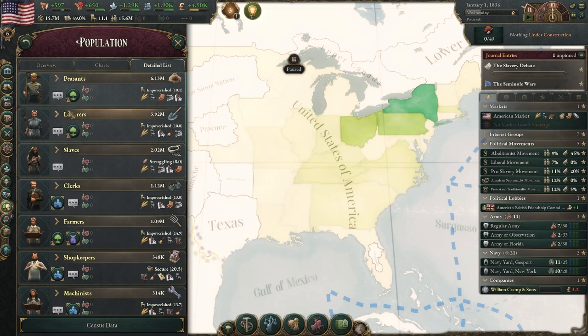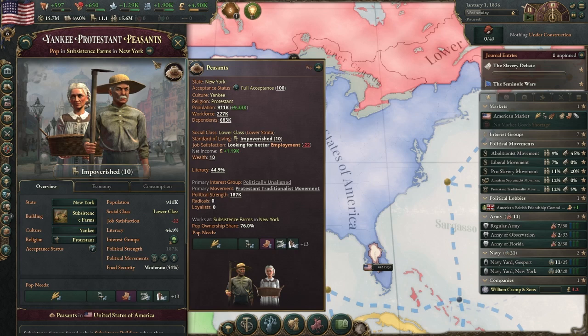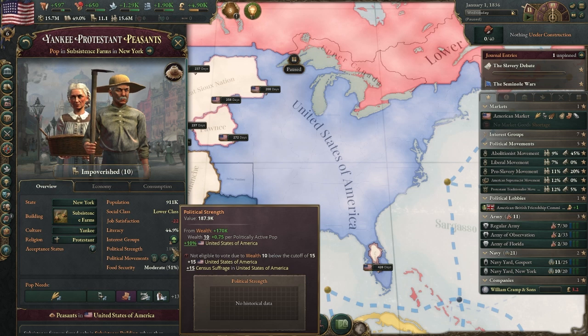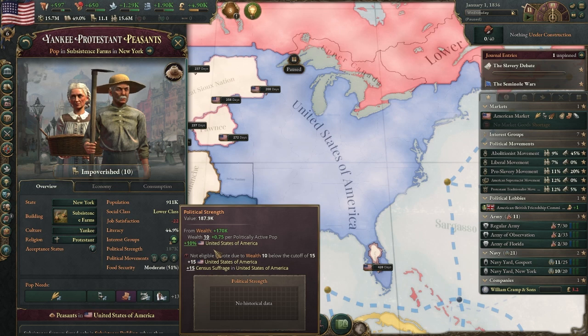So let's look at Yankee Protestant peasants. Peasants make a very little amount of money. So if you put your mouse over their political strength, you'll see they are not eligible to vote because their wealth rating is 10. And the minimum under census suffrage is 15.